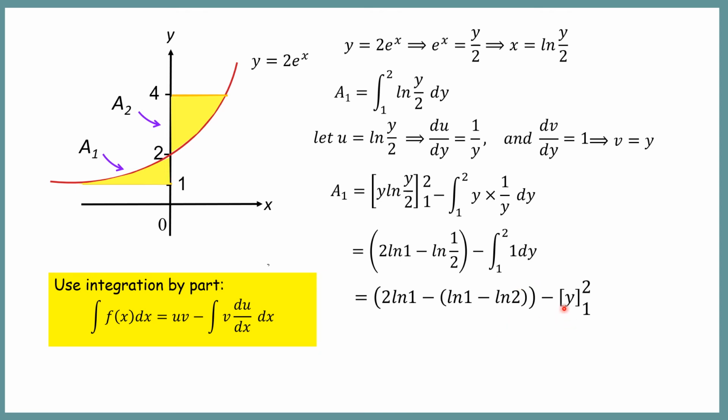Integrating 1, we have y. Simplifying, 2 ln 1 minus ln 1 minus ln 2. This is done by applying the logarithmic rule of quotient. Thus, we have ln 2 minus, substituting the upper limit, which is 2, minus the lower limit, which is 1. Thus, A1 is ln 2 minus 1.